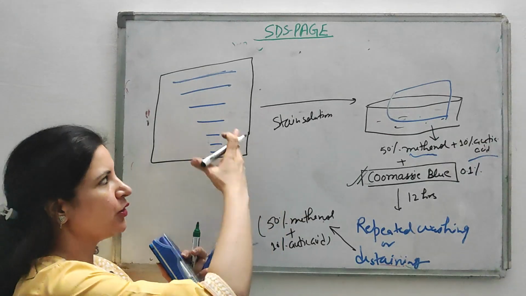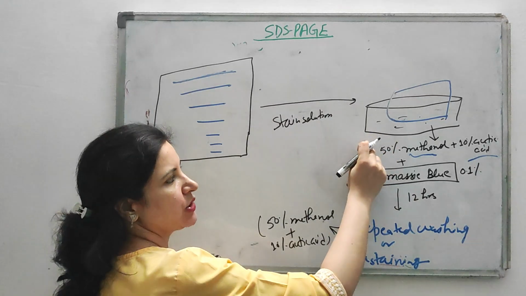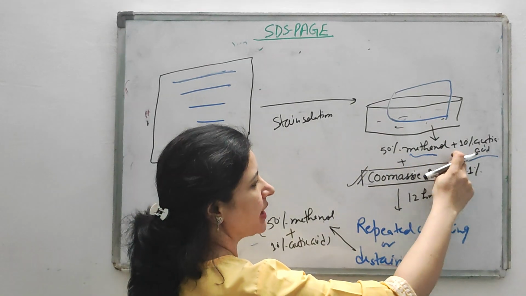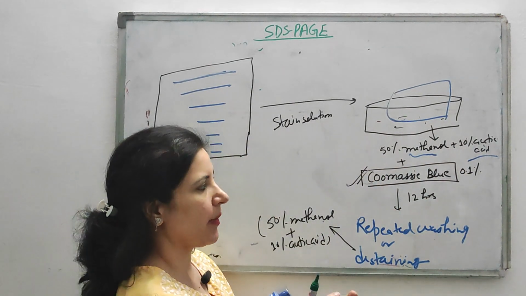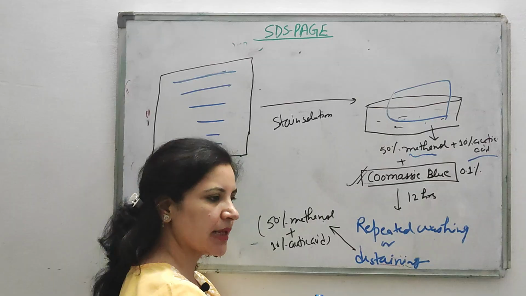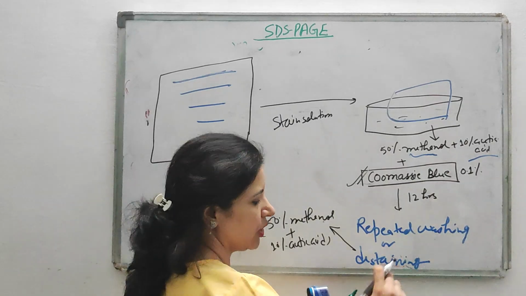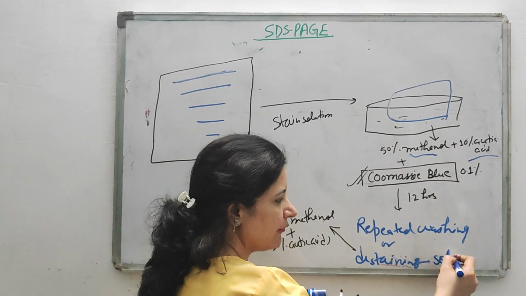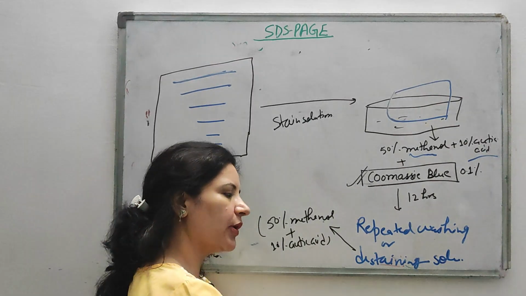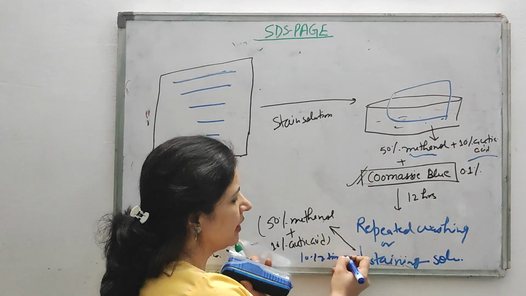What you will do: you will get your protein separated bands on your gel. First you will put that agarose gel in your stain solution for up to 12 hours, and that stain solution contains 50% methanol, 10% acetic acid and 0.1% Coomassie blue. After 12 hours, you will take out that gel and put it into a de-staining solution, or do de-staining by repeated washing. Once you put the de-stain solution, you throw it, again put de-stain solution, again throw it, so at least 10 to 12 times you will do this de-staining process.